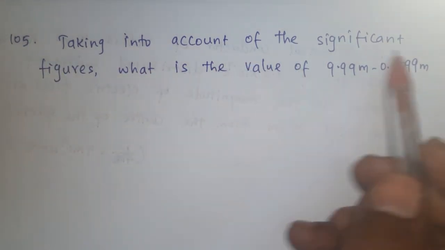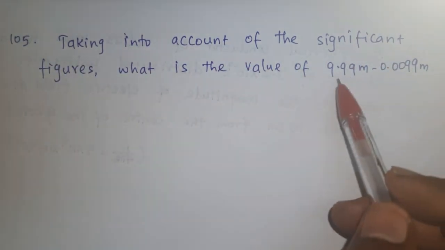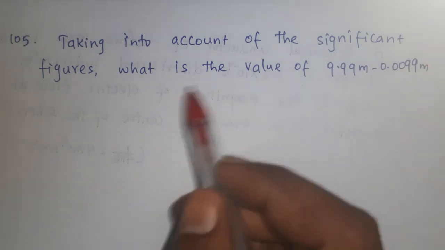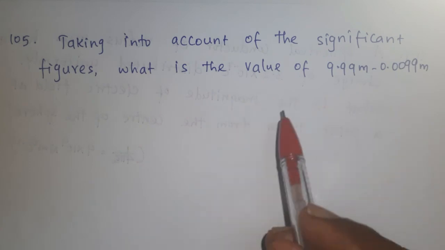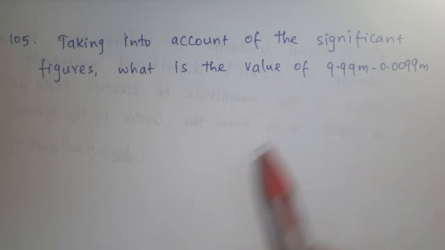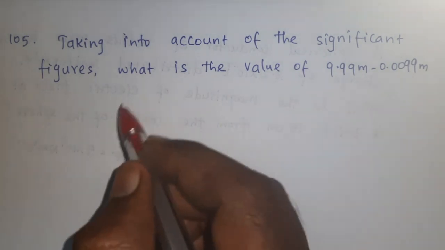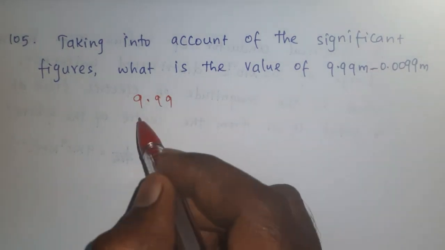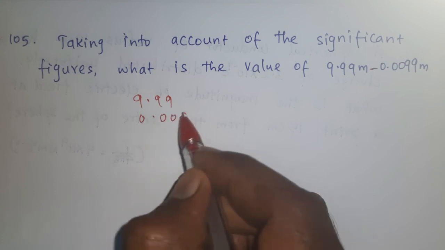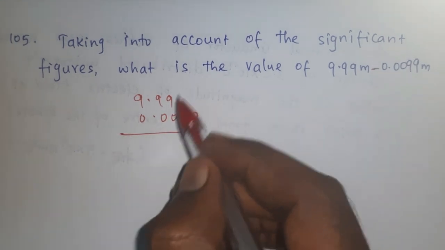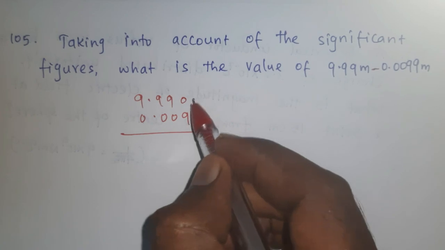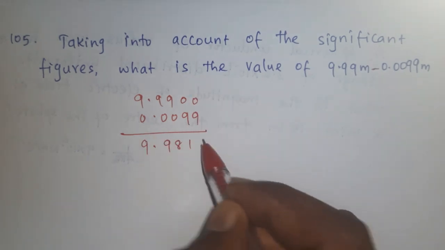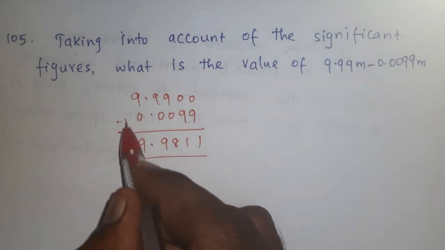Question number 105. Taking into account the significant figures, what is the value of 9.9 meter minus 0.0099 meter? So we have to subtract. Then the answer should follow the least significant figures of the given data. Here two data are given, and you have to subtract. 0.0099. If there is nothing, consider 0. So if we subtract, we will get 9.8901. So this is the subtraction answer.